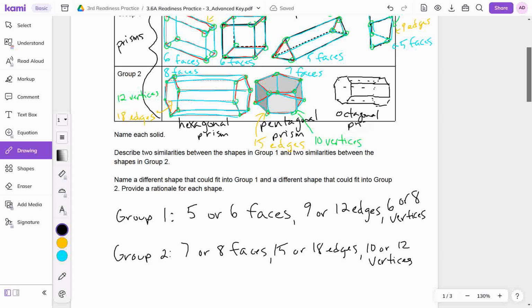And even if your picture is not perfect, what we can find is that we can figure out how many faces, edges, and vertices it has just by following the pattern. Remember, our faces are the 2 bases, right? And then you've got a rectangular face connected with each side. So two bases, and then they're eight-sided shapes. So it's going to have 2 plus 8, 10 faces.